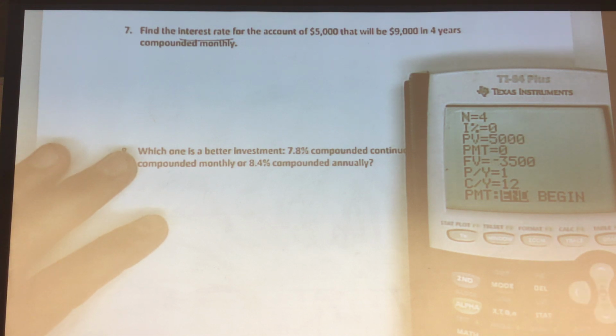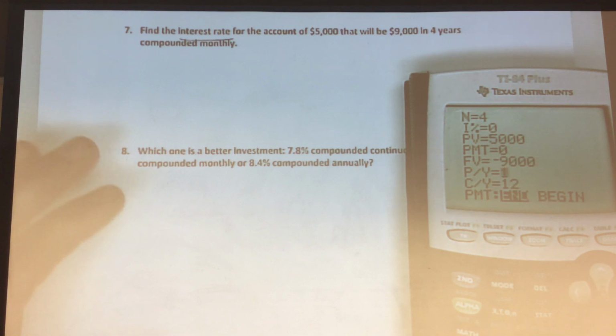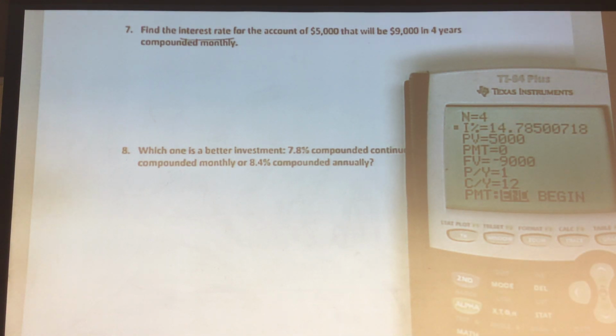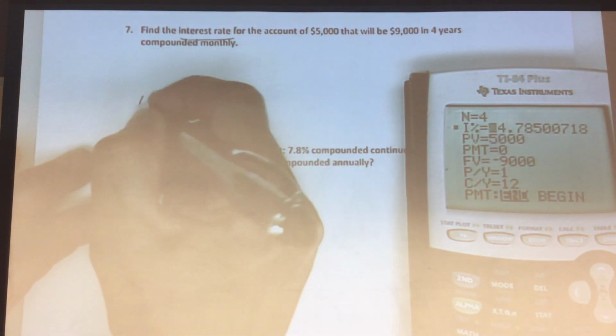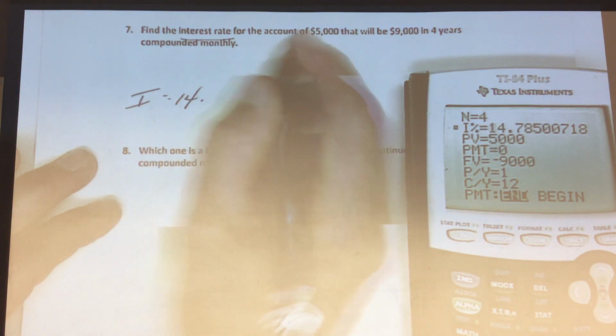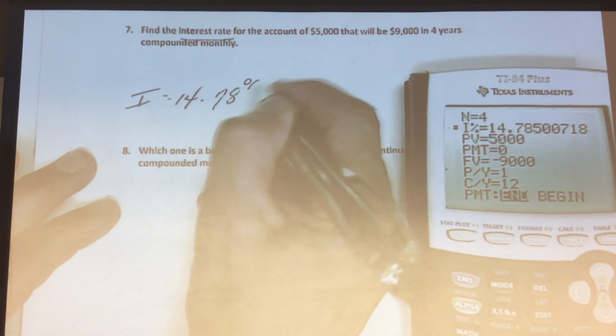There are no payments. Future value is $9,000. Again, don't forget to put the negative $9,000. Otherwise, the calculator will not calculate that. It'll give you an error message. P/Y is 1, C/Y is 12, and solving for the interest rate, alpha enter, and that interest rate is 14.78%.